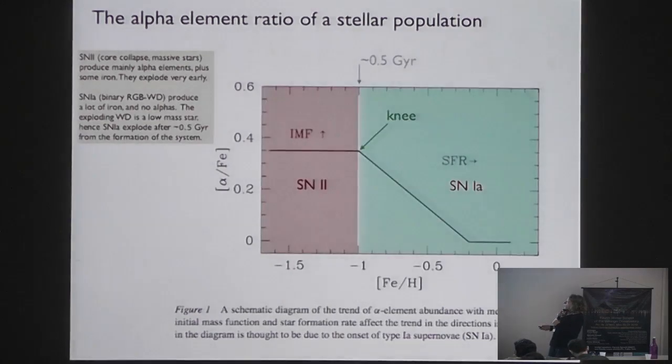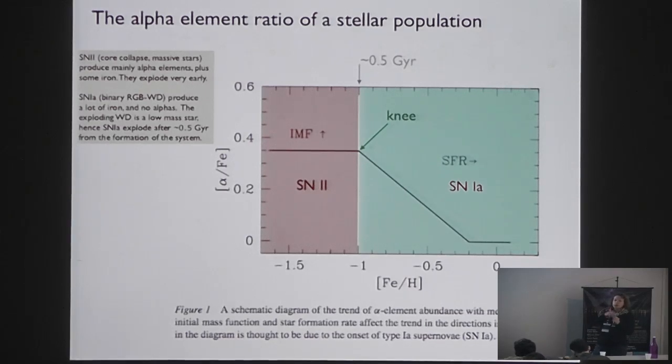Why? Because we can divide this plot into regions. This region is dominated by the enrichment by supernova 2, more specifically by core collapse supernova: the massive stars that at the end of their life explode and enrich the material. This other side of the plot is where the enrichment is dominated by supernova 1A. These are the binary stars in which you have a red giant and a white dwarf.